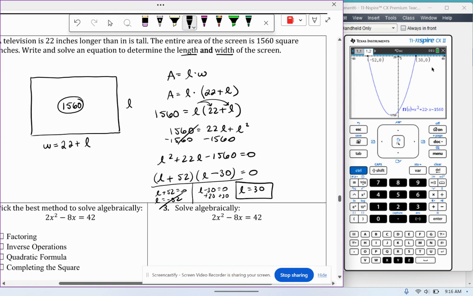That's my first dimension. And then it said I need to find the width. So width is 22 plus L. Oh, we already found out. We're good. 22 plus 30. The width is 52. Boom.